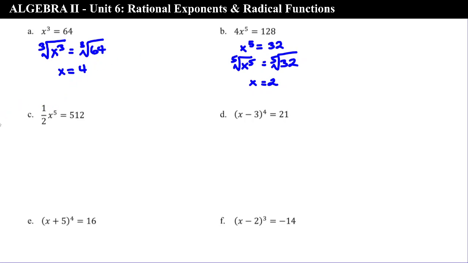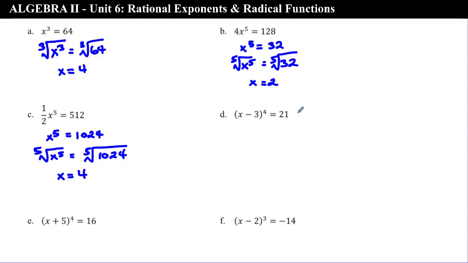For C, before we can do anything, we need to multiply each side by 2 to get rid of the 1/2, so we can isolate our x to the fifth. So that's going to give us x to the fifth equals 1024. And now we're going to take the fifth root of each side, like we did on the last one. And when we do that, we know we're going to end up with one positive solution, and that is 4.